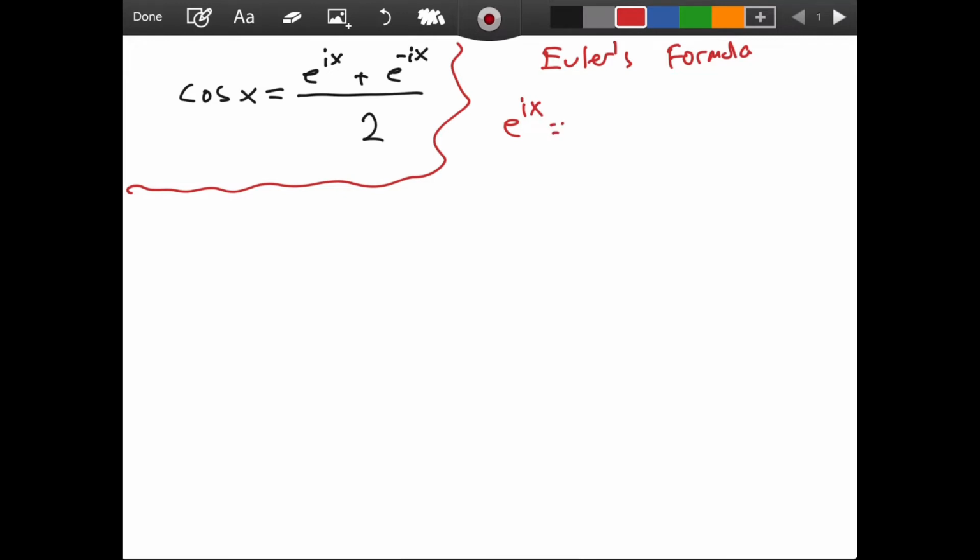This is equal to cis of x, and cis is just an abbreviation for cosine of x plus i sine of x. You can see where the abbreviation comes from. C stands for cosine, i stands for i, s stands for sine, and x stands for x. So this is Euler's formula, which, as I said, I proved in one of my previous videos. You can watch that proof. I think it is very elegant.